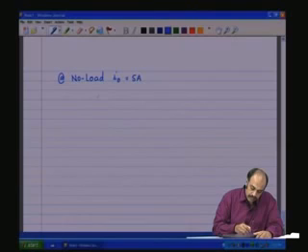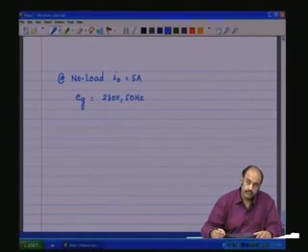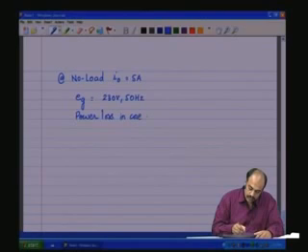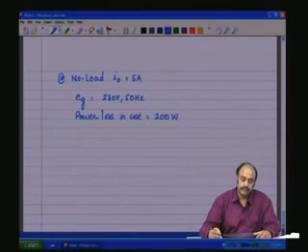The primary is connected to EG, which is 230 volts, 50 hertz. And from the wattmeter test, that is by connecting wattmeters, the active power, that is the power loss, the iron loss or the core loss, the power loss component in the core, is 200 watts, let us say.